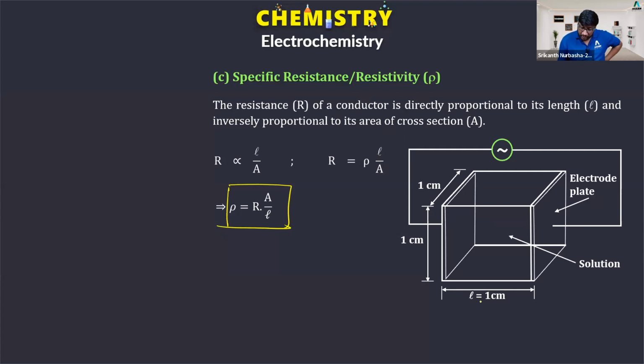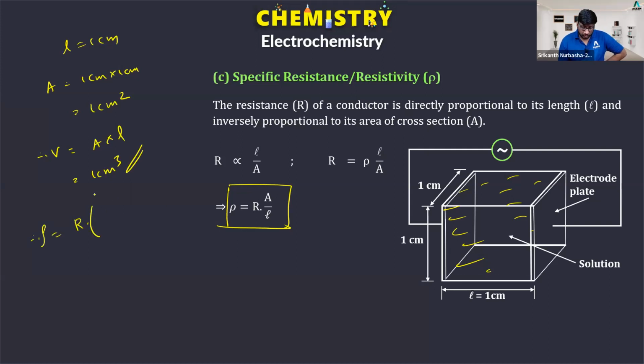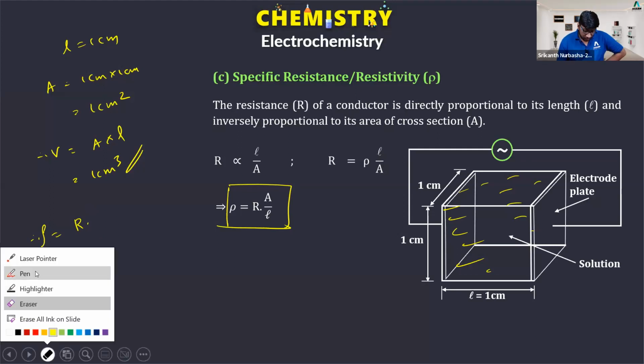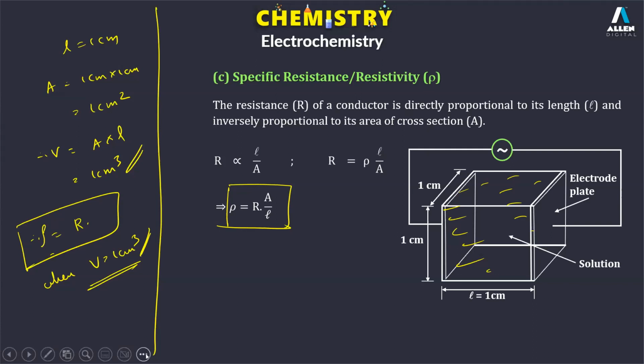Understand this point carefully. I have taken length L equal to 1 centimeter and area of cross section 1 centimeter into 1 centimeter, that is equal to 1 centimeter square. So volume is equal to area into length, 1 centimeter cube. In this container, we have the specific electrolytic solution. So then what is rho? Rho is equal to R into A by L, that is rho is equal to R when V is equal to 1 centimeter cube. Can I say specific resistance is the resistance offered by the electrolytic solution present in 1 centimeter cube of volume? Yes or no? Yes, sir. So that is how we can define specific resistance or resistivity: the resistance offered by an electrolytic conductor present in 1 centimeter cube of volume.